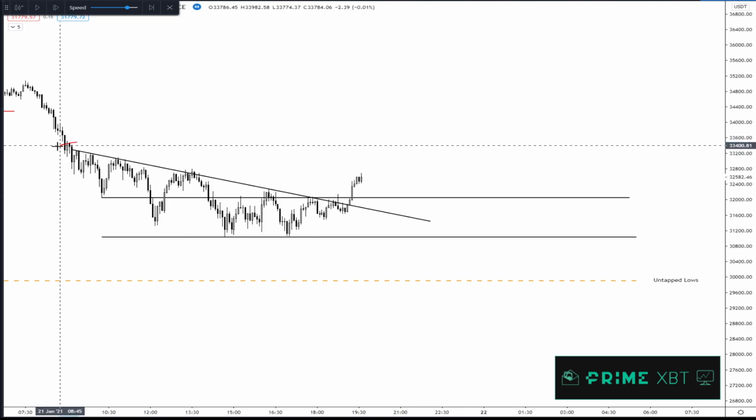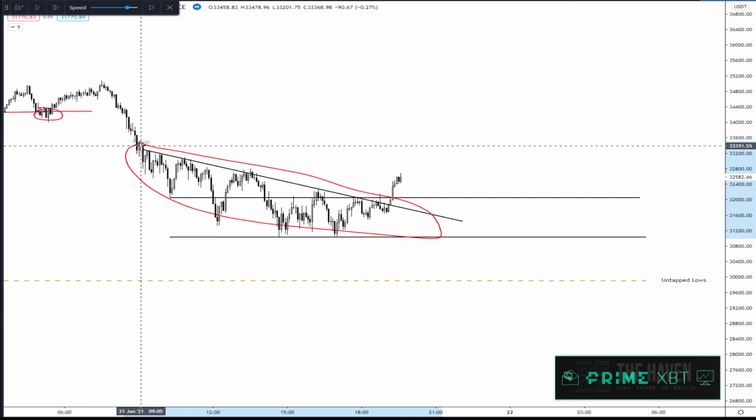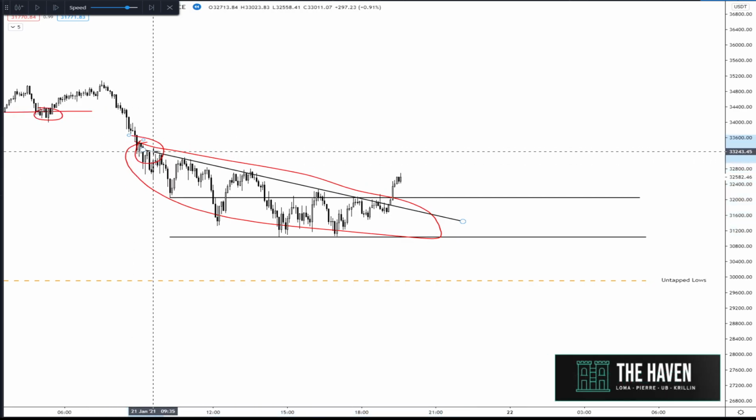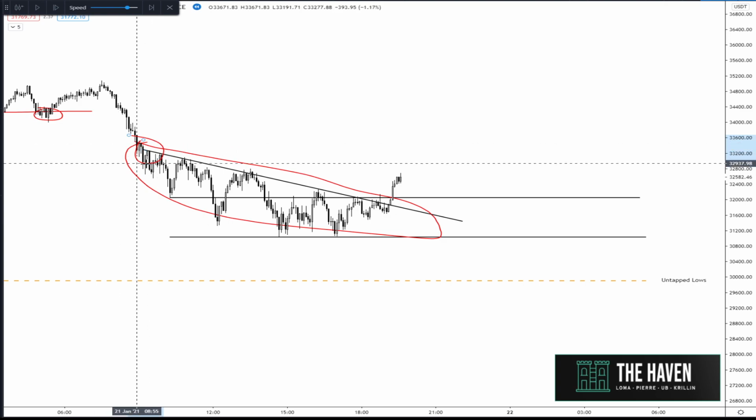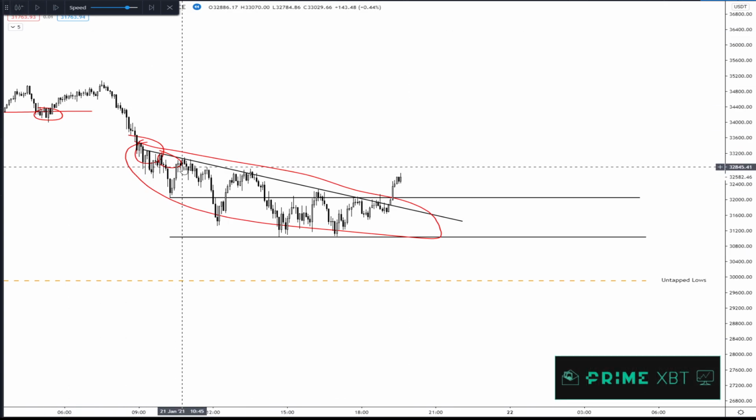Because I know that this pattern should go for a couple hundred points, should at least retest the origin of this series of lower highs. If not the origin, maybe the high or two after. But I was looking for some sort of bounce.